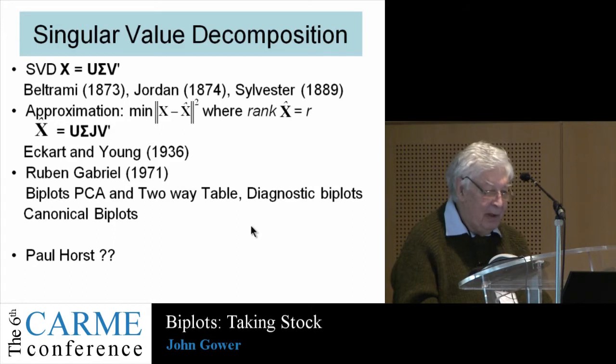And then I more or less end my historic phase at the beginning of the biplot era with Ruben Gabriel, whose famous paper in 1971 introduced the word biplot, and he was interested in biplots for both two-way tables and for data matrices. He developed diagnostic biplots, that's with Bradu and Gabriel, and canonical biplots, and he did a huge amount of work in this area, as everybody knows, and we thank him for that. At the bottom of the slide I put Paul Horst?